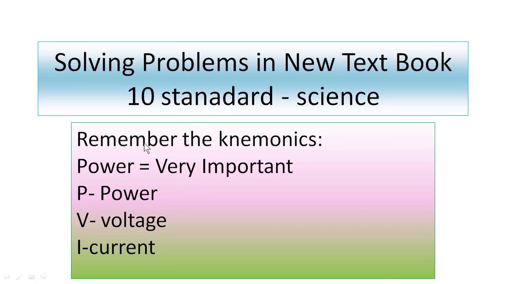Alright, look at these relations. Power is equal to very important. This is only the mnemonic. Look at the first letters: P, V and I. But actually, power is equal to voltage into current, V into I. Here P is power, V is voltage and I is current. With this basic, let us enter into the lesson.